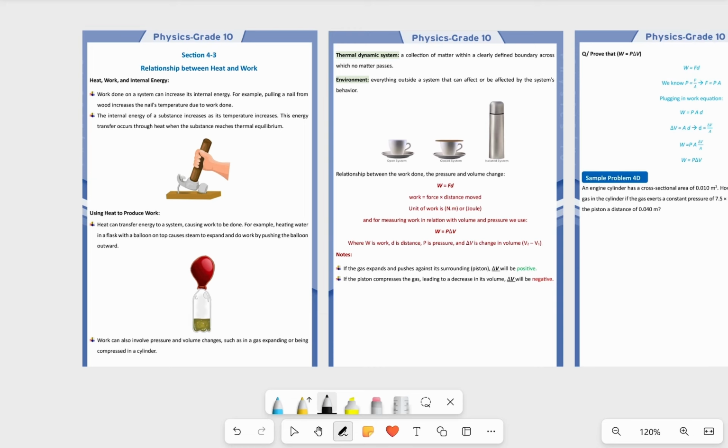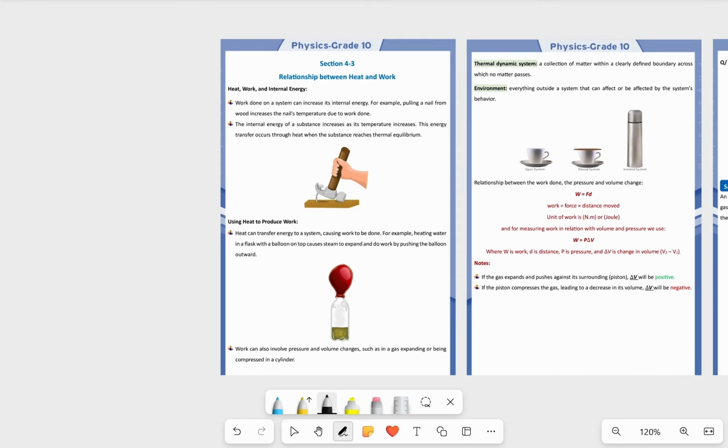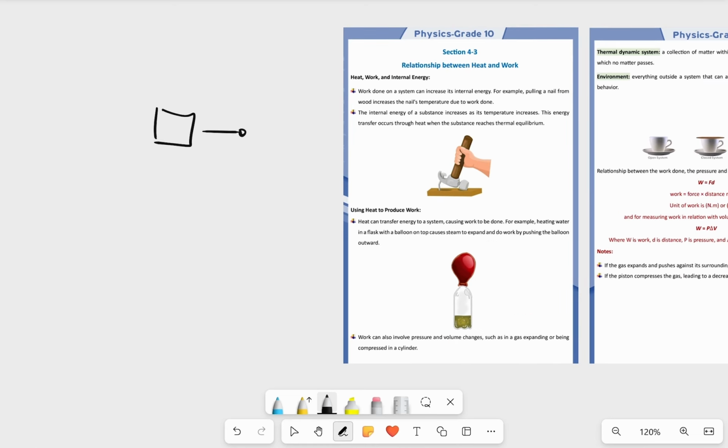Now, remember that you have studied work in the previous years, and work was done when an object was moving in the same direction as the direction of the force applied. Let's say you have this object and you are applying a force in the right direction of the object, and the object is also moving in the same direction. We were saying that this is work done, but if the object was moving up and the direction was to the right, then work is not done on this object.